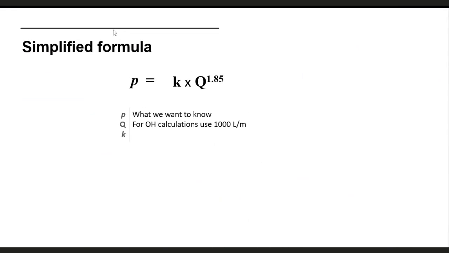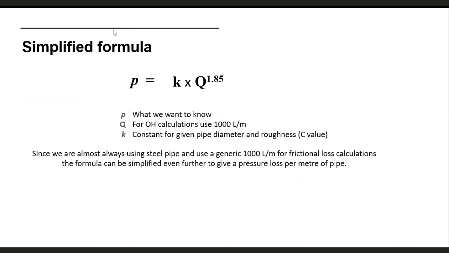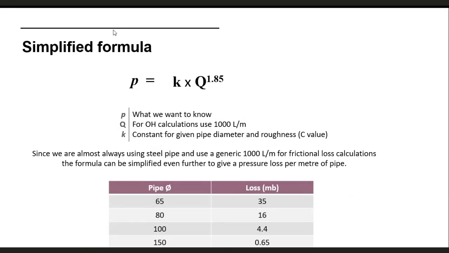So P now is what we want to know. Q is, say, for ordinary hazard calculation, we use 1,000 litres per minute. So again, that Q to the 1.85 becomes a known number from that point on. And K is a constant for the given pipe diameter and roughness. Okay, so C value, generally speaking, in sprinkler systems, we're going to be using steel. So again, that becomes very, very similar. And we can use K, which has already been calculated as a frictional loss per meter of these different types of pipe.